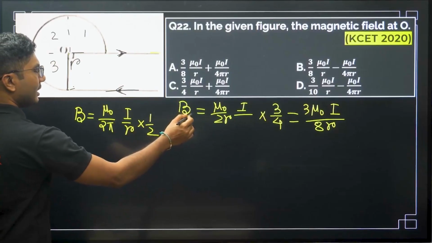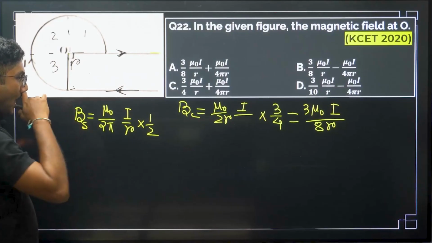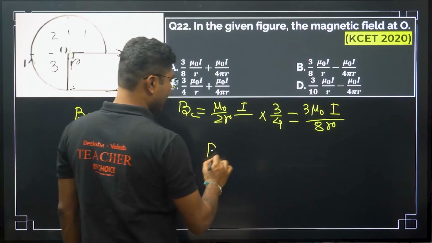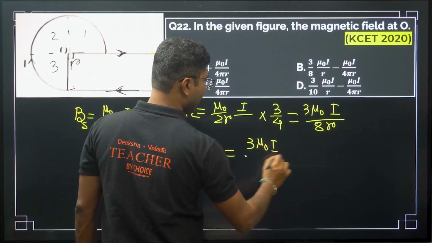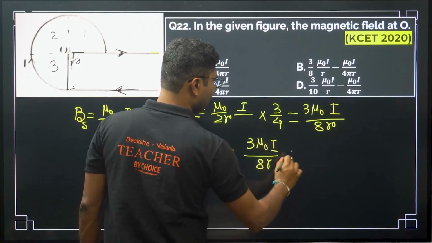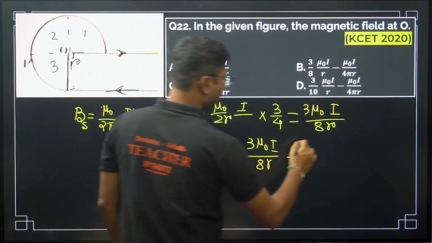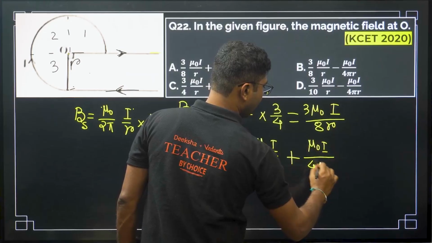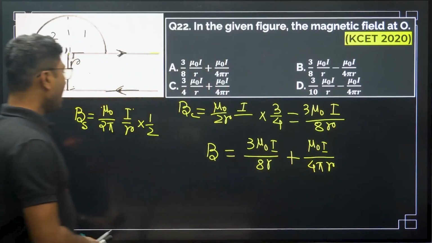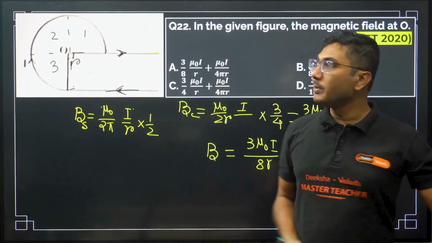Okay, so this is the circular coil, this is the straight wire. So the total magnetic field is given by 3 mu naught I by 8r plus mu naught I by 4 pi r. Now you might ask me, sir, why is it plus? It could be minus as well.